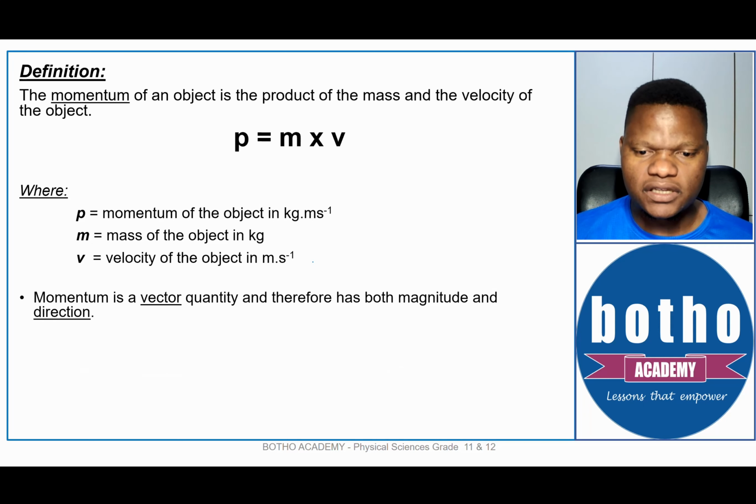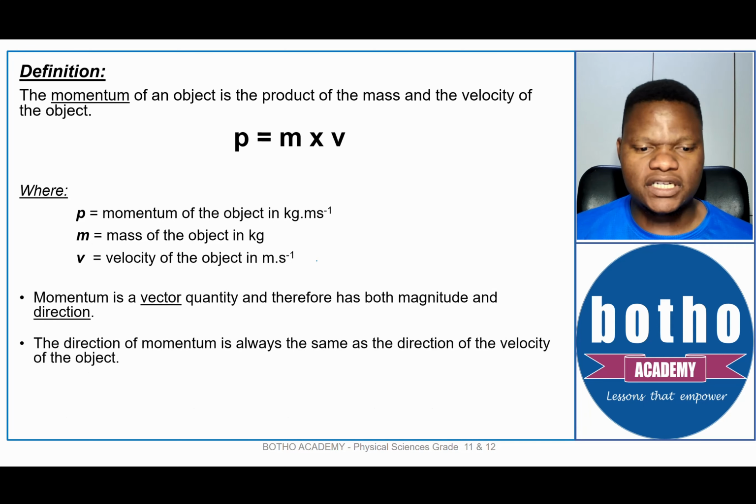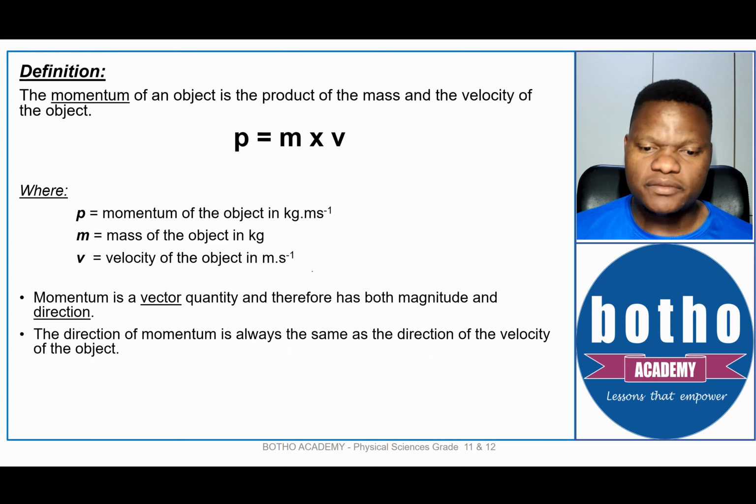Momentum is a vector quantity. We've already mentioned that. Therefore, it has both magnitude and direction. The direction of the momentum is always the same as the direction of the velocity. This is just a recap of what we've seen in the exam guideline.